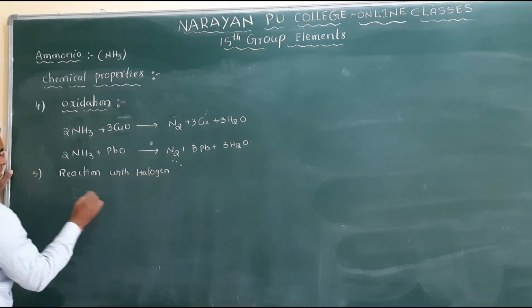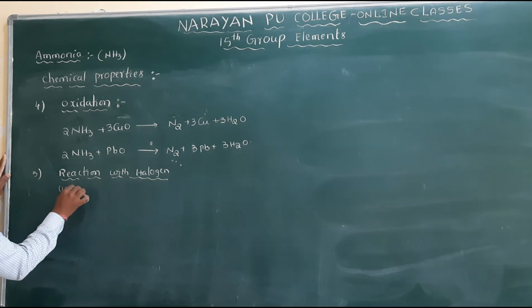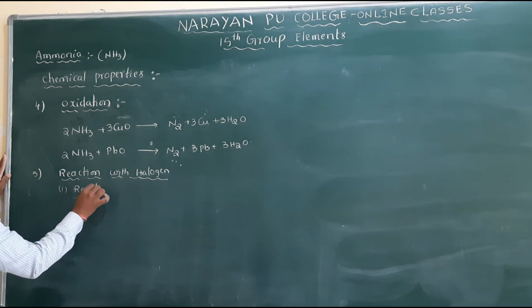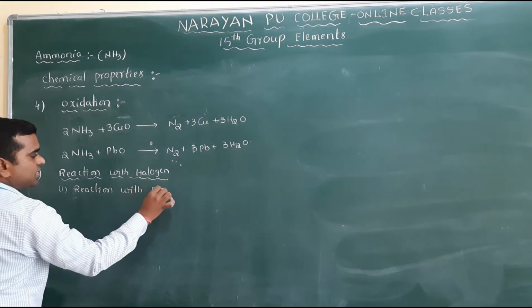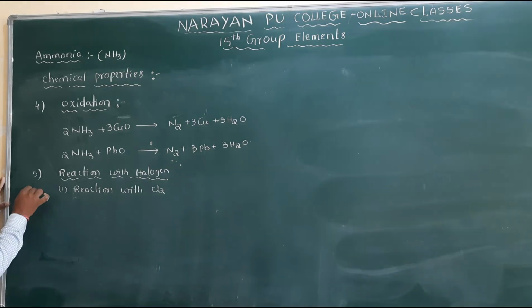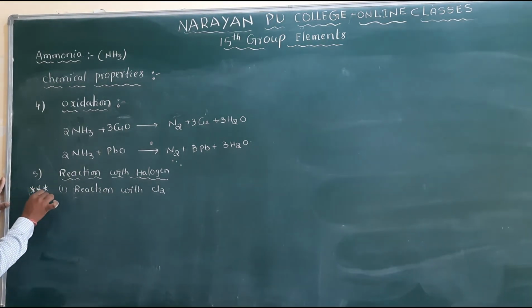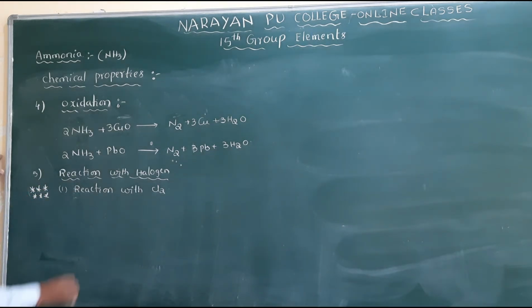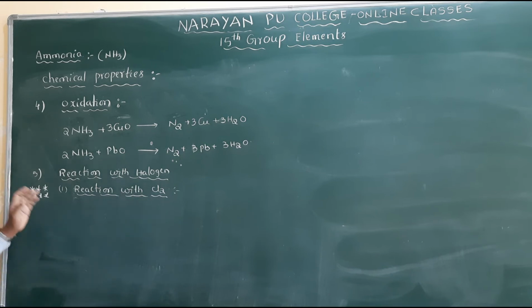Very important, this is reaction with halogens. In this one, first one is reaction with chlorine, Cl2. So this is very, very important for your PU examination. Clear? They are asking most of the time this question only. In the exam, "complete the following equations" will come.